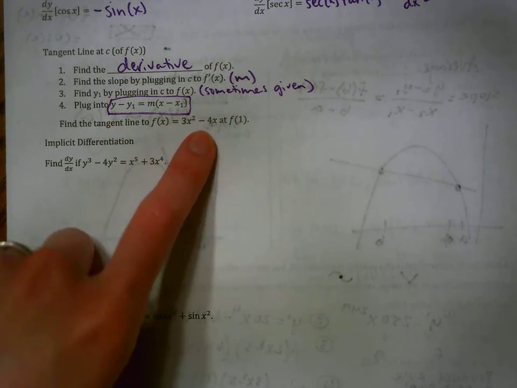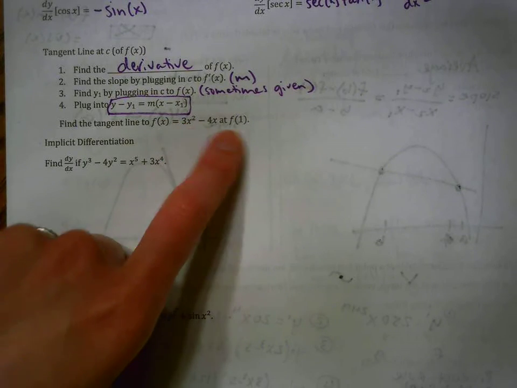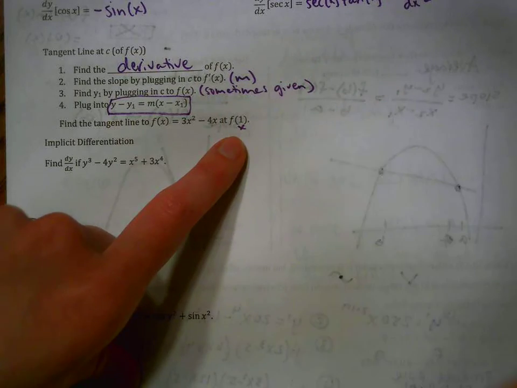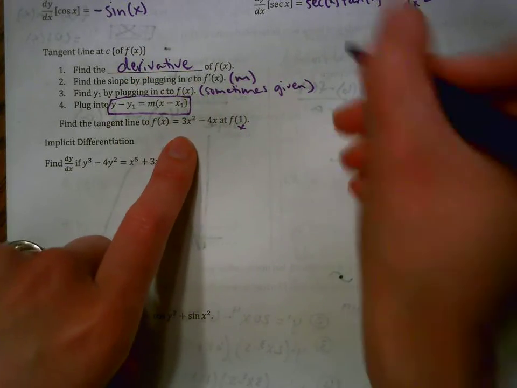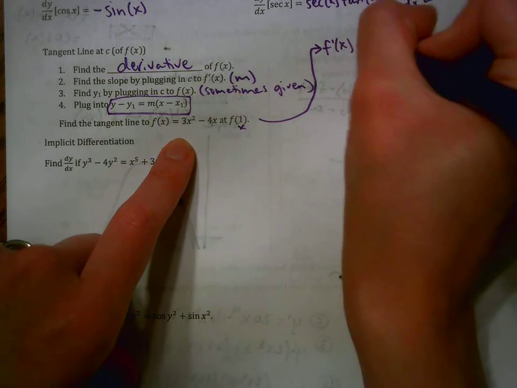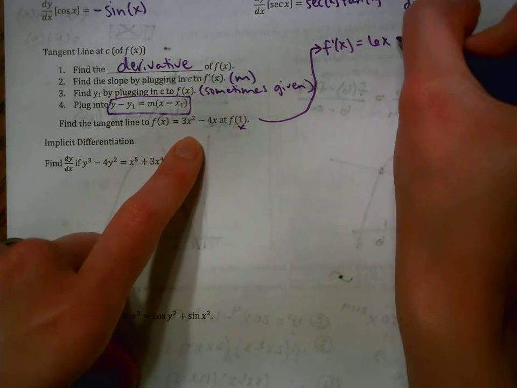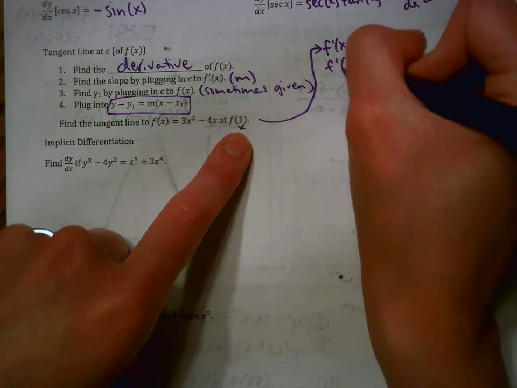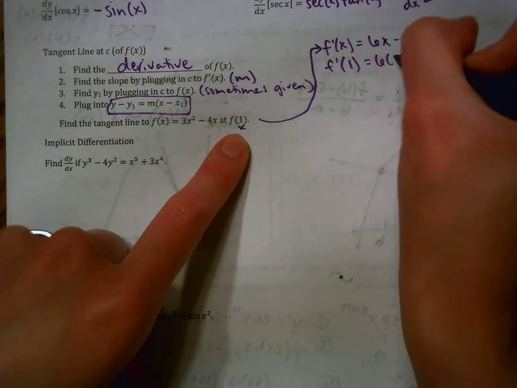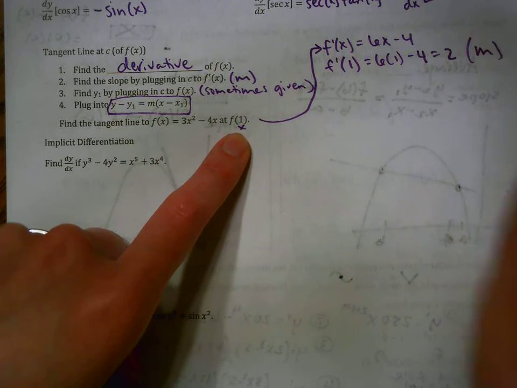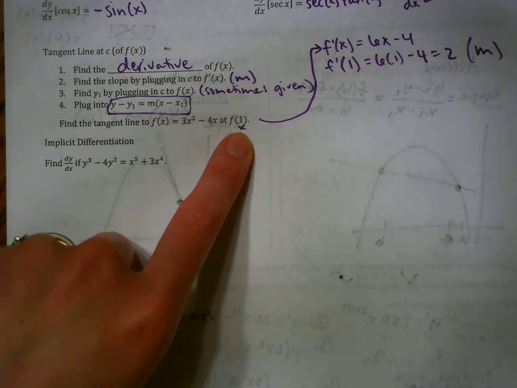So here's an example. It says find the tangent line to this function at f of 1. So that is your x value, 1. So we're going to first find our derivative. So my f prime of x would be 6x minus 4. So I'm going to plug in my 1. So f prime of 1 would be 6 times 1 minus 4, so 2. So that is going to be your m, your slope for your point slope form.